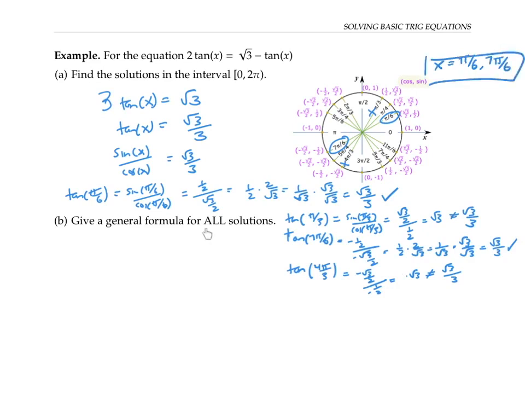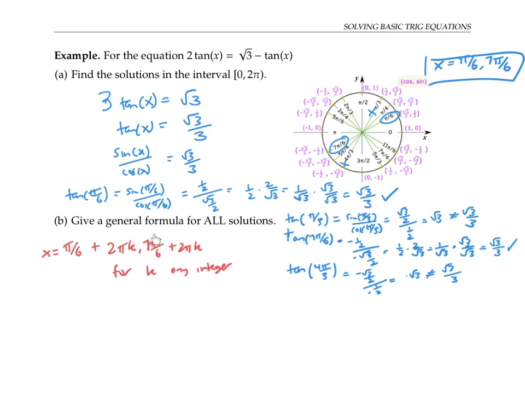Now, if I want to find all solutions, not just those in the interval from 0 to 2 pi, I notice that I can take one of these principal solutions and add multiples of 2 pi to it, because that'll give me the same angle. So I get pi over 6 plus 2 pi k and 7 pi over 6 plus 2 pi k for k any integer. This is a correct answer, but it's not as simple as it could be.